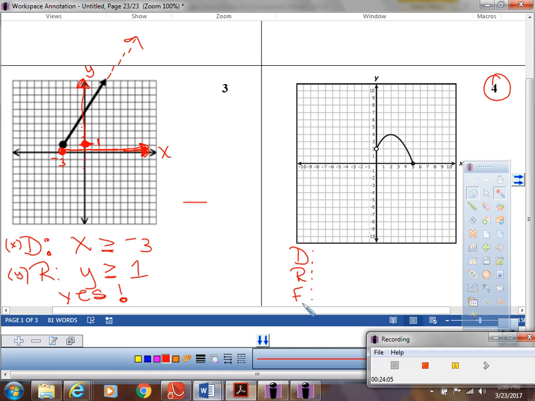Remember, domain is left to right. Left side to the right side. And then range is from the bottom, the lowest point, to the highest. So left to right, bottom up.